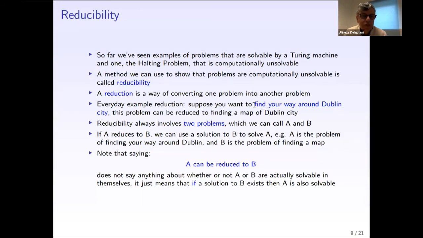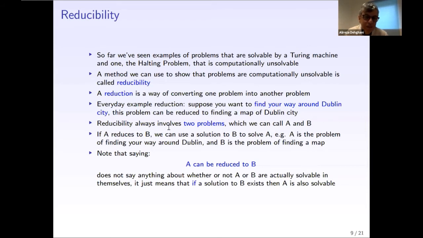So if someone asks you, say for example, some old person in the city asks you, son, or daughter, do you know where I should go to this area? That's a problem, right? And you convert, reduce that problem to another problem. You think with yourself, can I have a map to look at the address and find a solution? Exactly, you can do that. So instead of trying to solve this problem, you solve this problem.